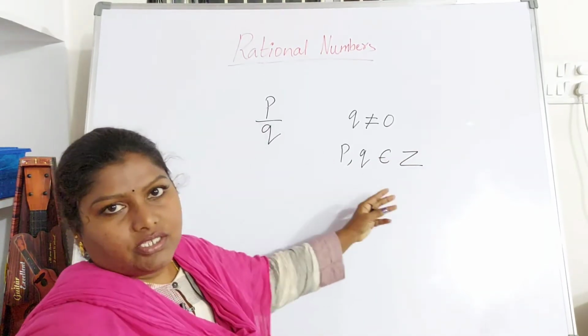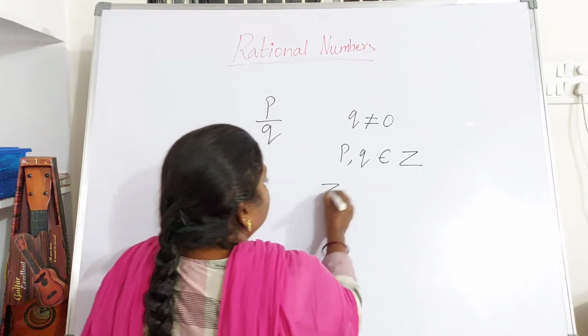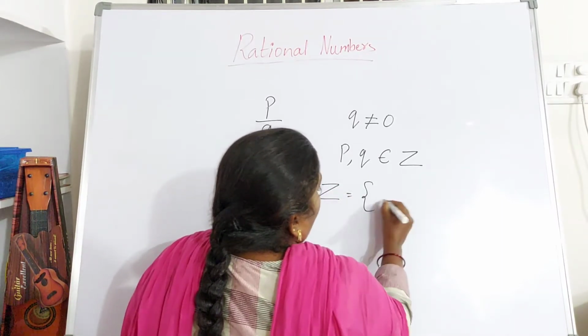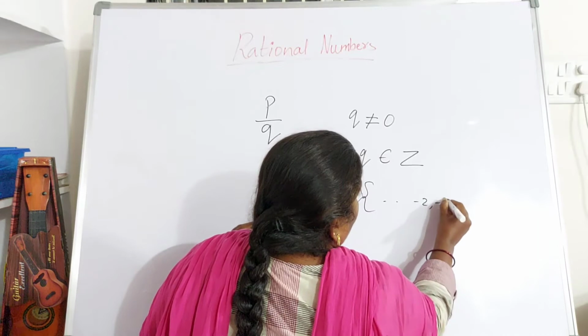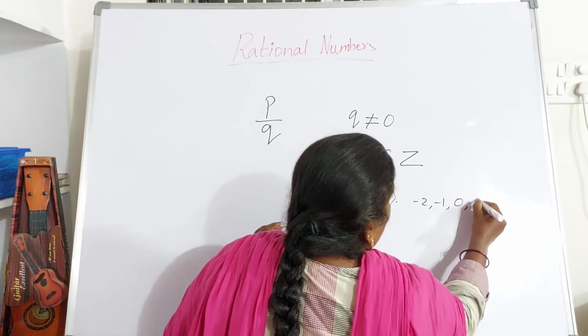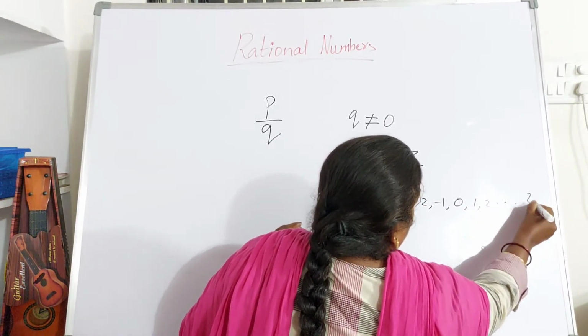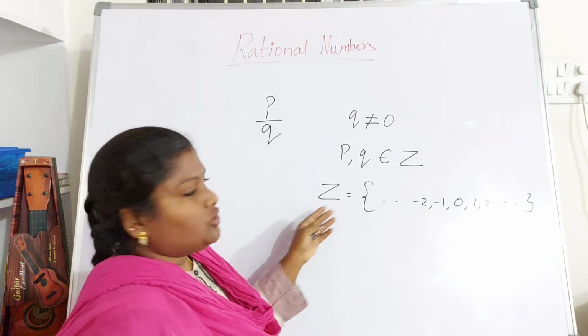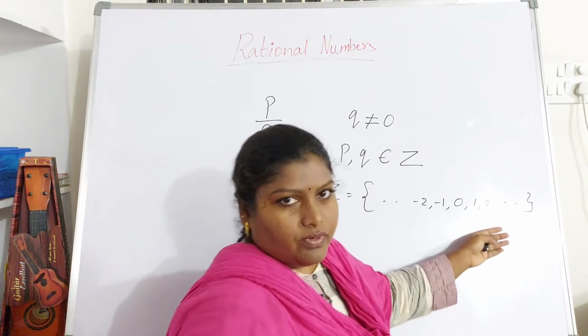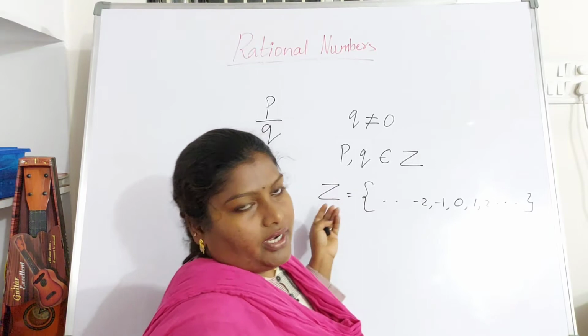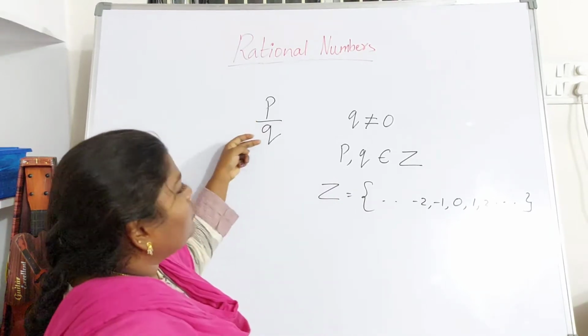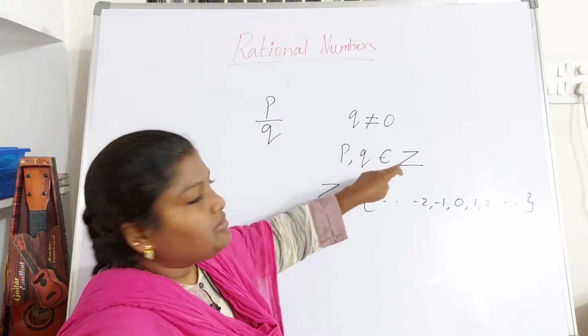Now what are integers? You already know. Integers are a combination of all negative numbers, 0 and positive numbers. So here P and Q will be integers. Now why am I saying integers?